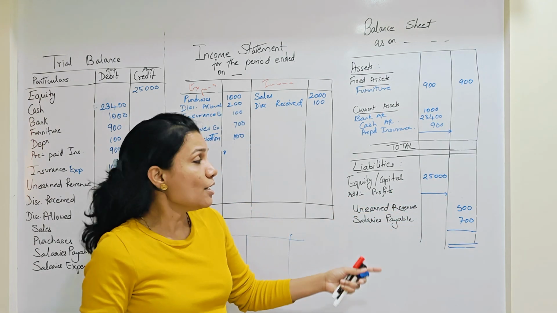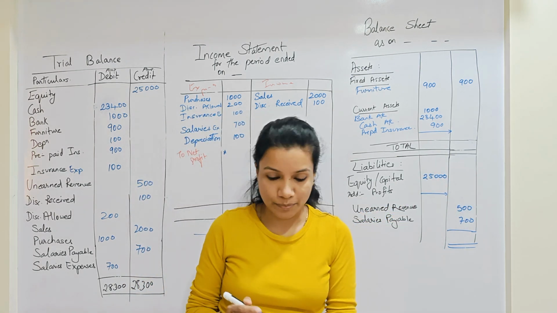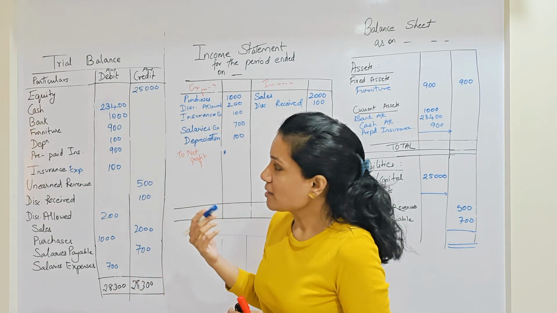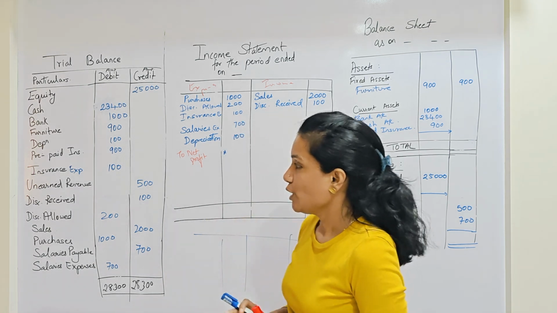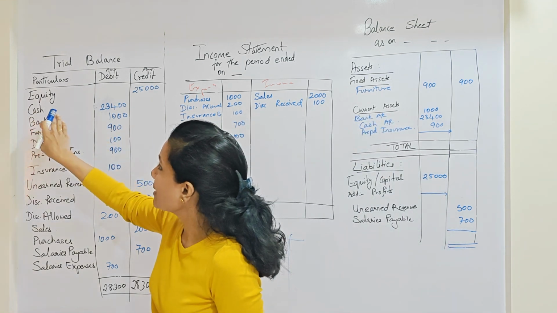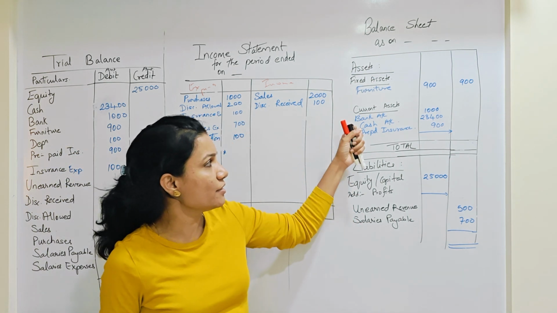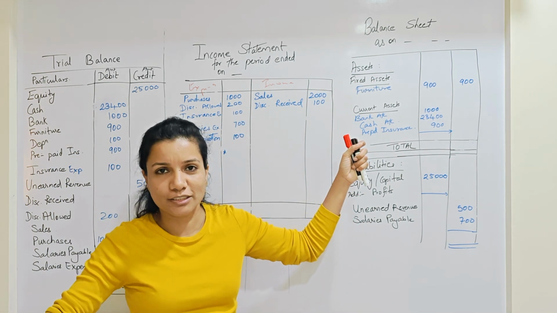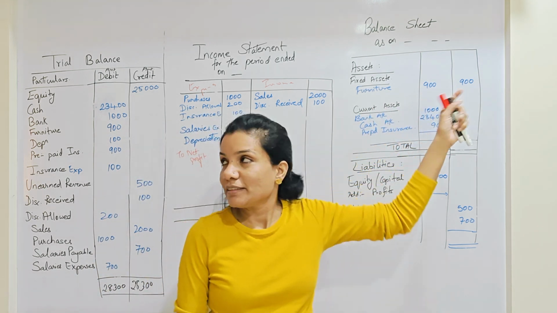And if it's a loss, we'll subtract it from the equity or capital and then take the net figure. Later, maybe in some other video, we'll solve a proper accounting problem with all adjustments. So let's proceed. Cash, bank. Cash and bank both are current assets. Why current assets? They don't remain fixed throughout the financial year. They keep changing. Furniture is a fixed asset.